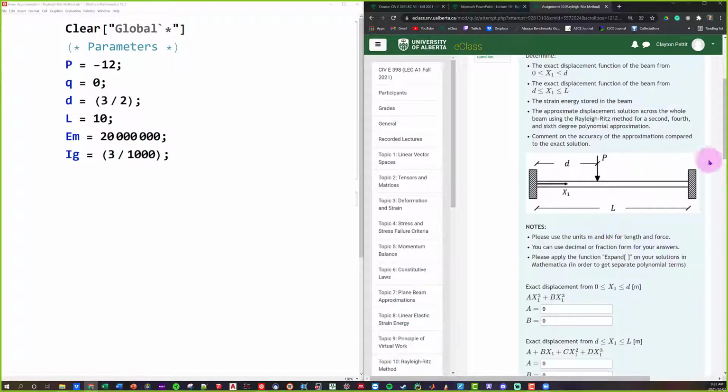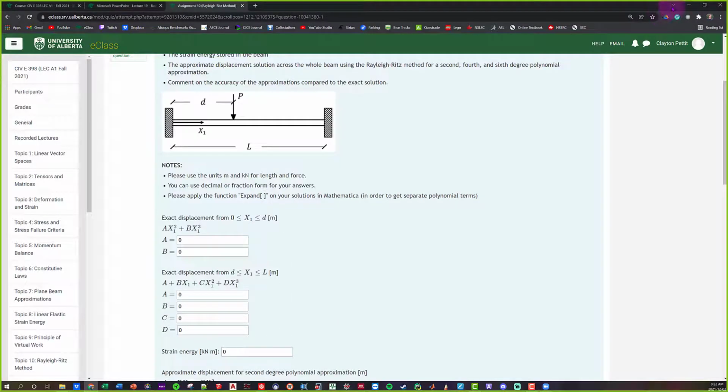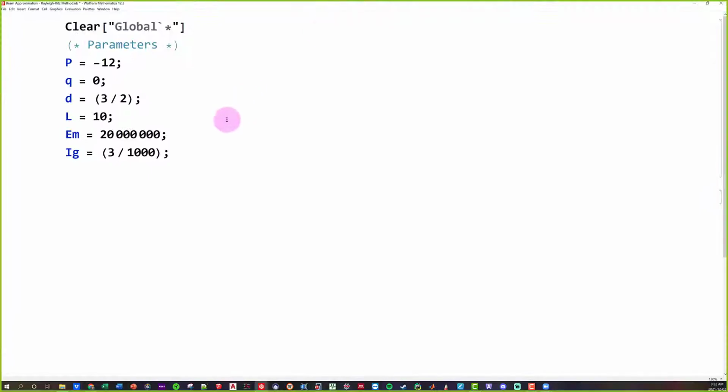So you all have this picture of the beam. I'm going to minimize that. I'm going to pull up Mathematica, and we are going to start solving for the exact solution. So this would be the first part of the question, exact solution.